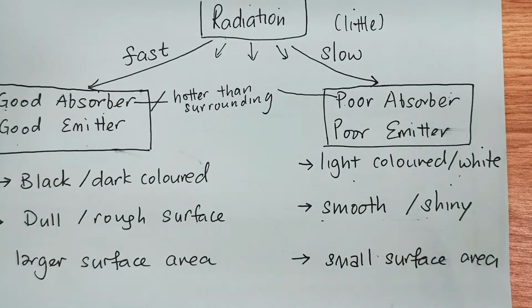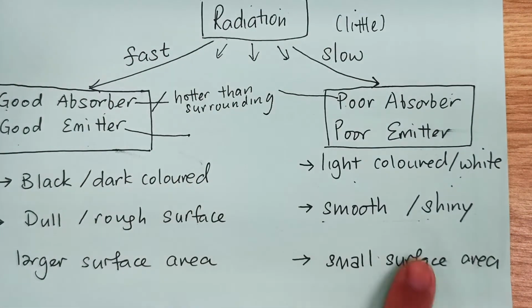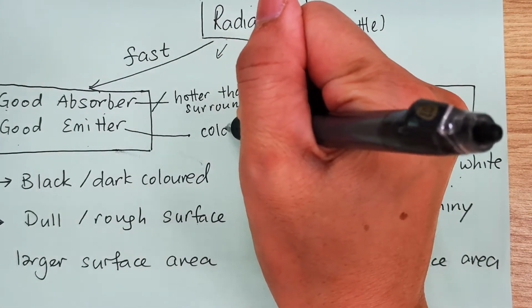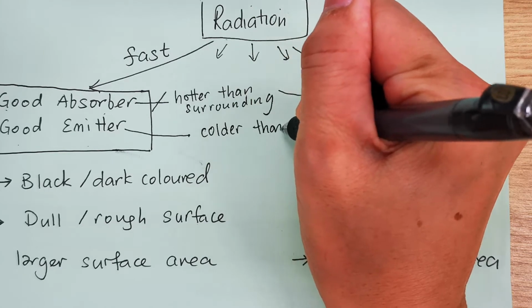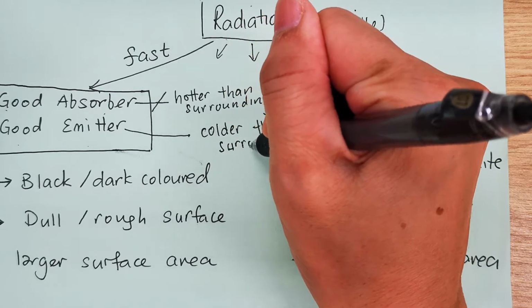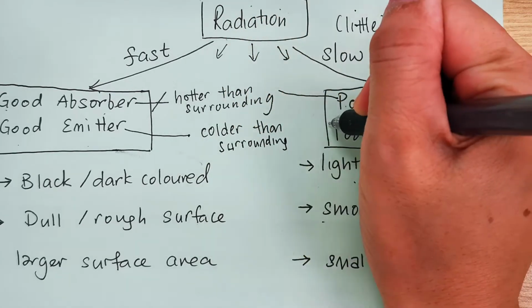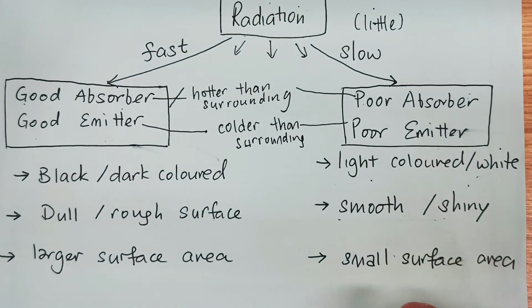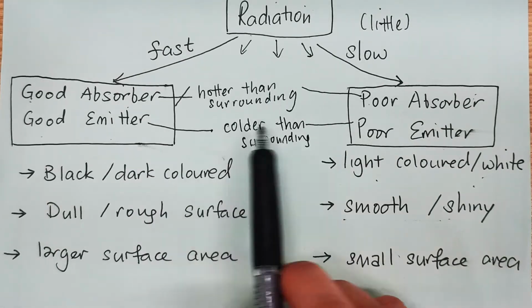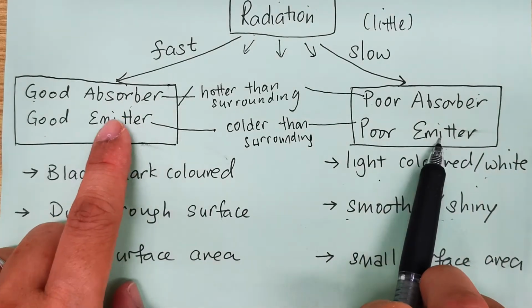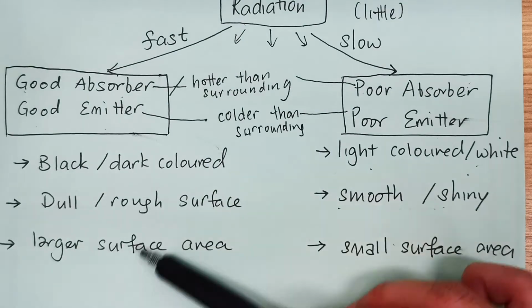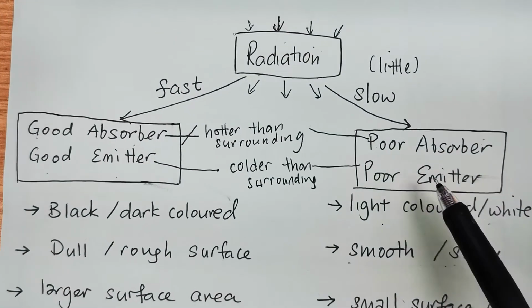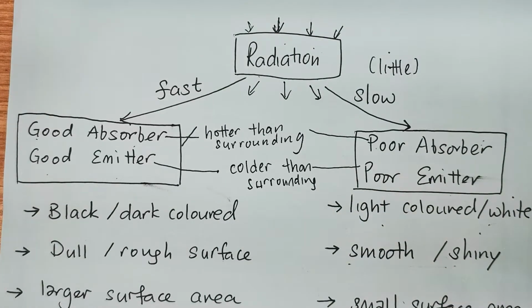Now, an object, regardless of the colors and the texture, will be an emitter if it is colder than the surrounding. Sorry, if they are colder than the surrounding, they will be emitter. And if these are the attributes, they will be a good emitter. If these are the attributes, they will be a poor emitter. So you must take note of this before we do the worksheet.